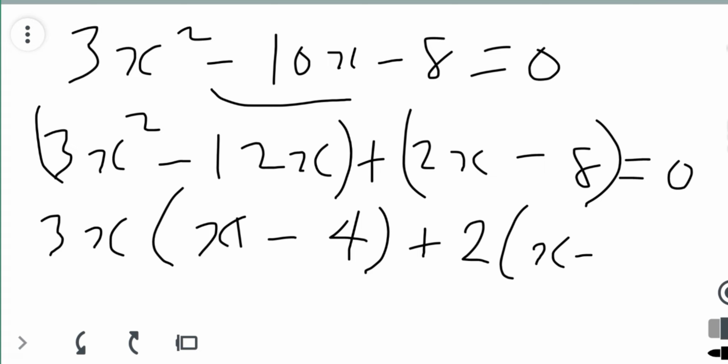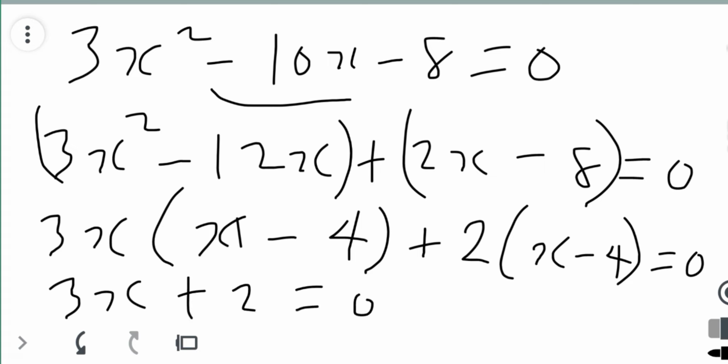So minus 4 equals 0. Good. If you observe the two brackets, they are the same thing, which is x minus 4. So from here, we can have 3x plus 2 equals 0, which is the first one. Since the two brackets are the same thing, we just pick one there. So we have the first one, 3x plus 2 equals 0, and x minus 4 equals 0.